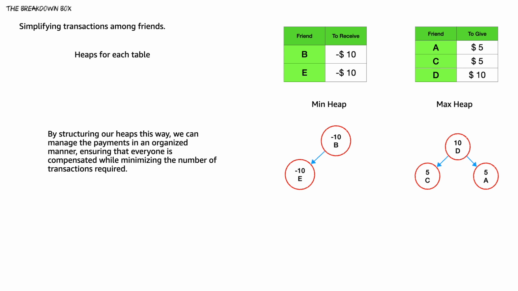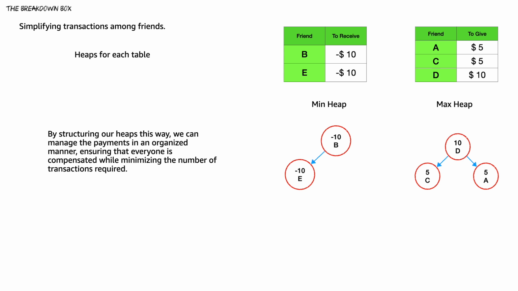Min heap for negative values. For the table of friends who are owed money, we will create a min heap. This is because we want to prioritize returning money to those who are owed the most first. By using a min heap with negative values, we can easily access the largest debt, the most negative value, and return that amount before moving on to the next. This ensures that the friends who are owed the most are paid back promptly and minimizes the number of transactions.